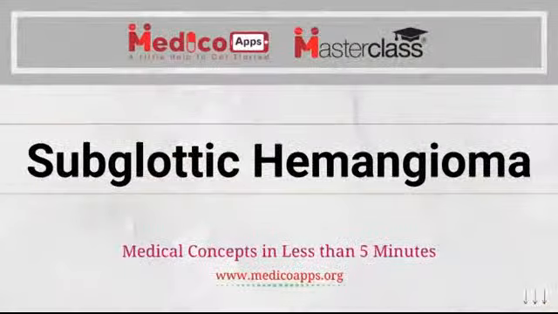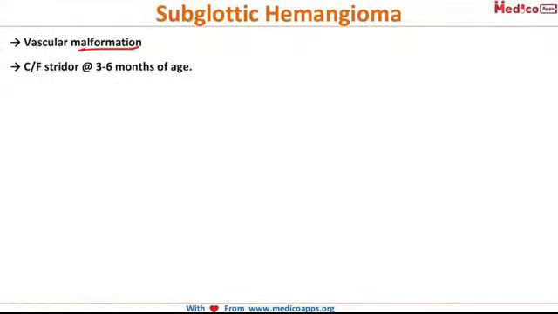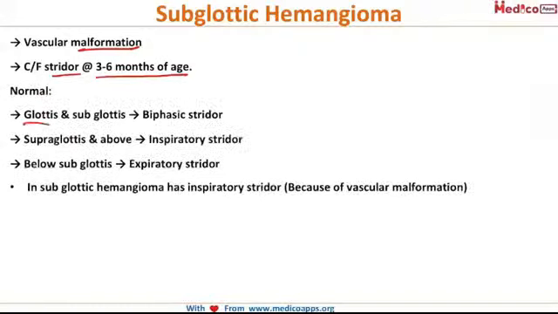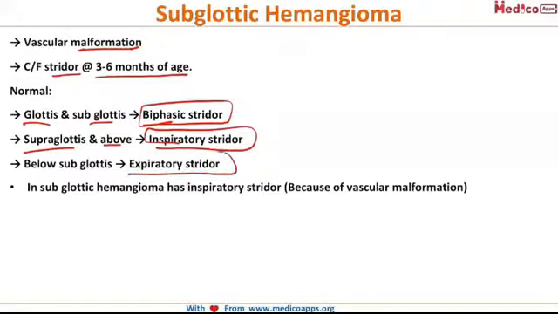Now, the next one is the subglottic hemangioma. It is nothing but a vascular malformation, and the patient presents with stridor at the age of 3 to 6 months. What we will have to remember for the exam is the type of stridor. If there is involvement of glottis and subglottis, there is biphasic stridor. When supraglottis and the structures above it are involved, there is inspiratory stridor, and when the structures below the subglottis are involved, there is expiratory stridor.